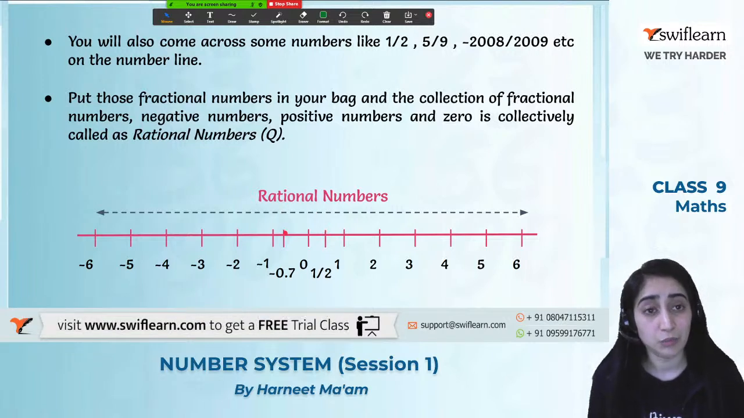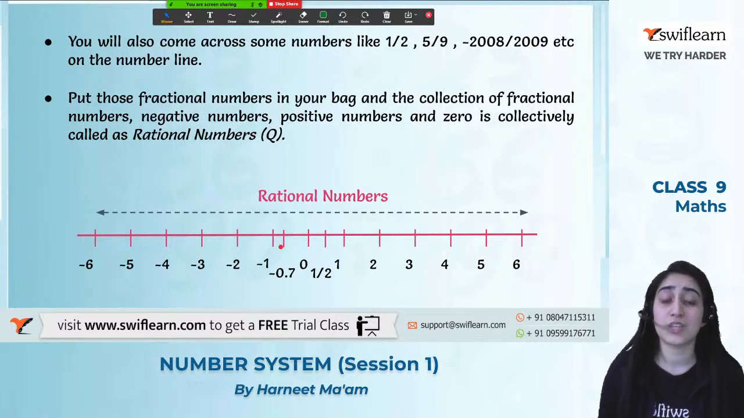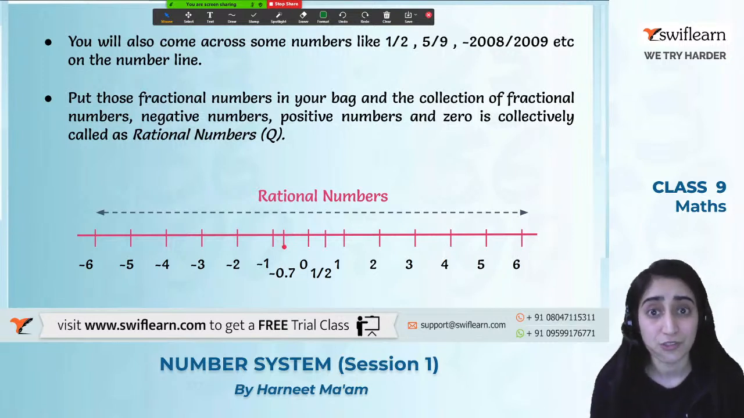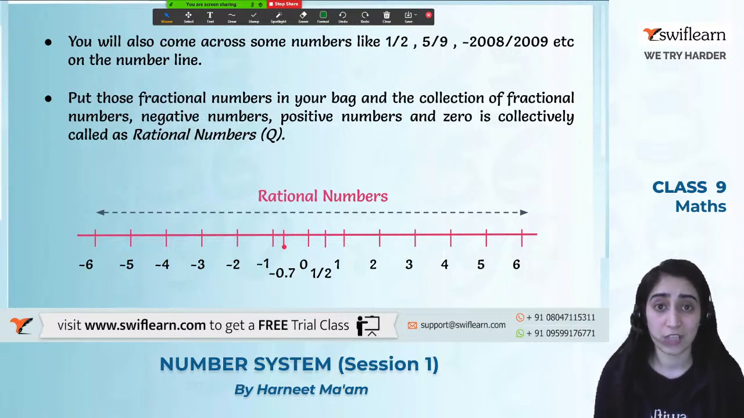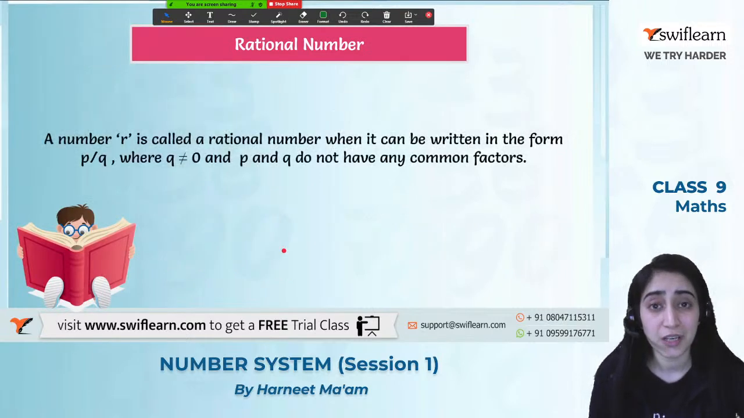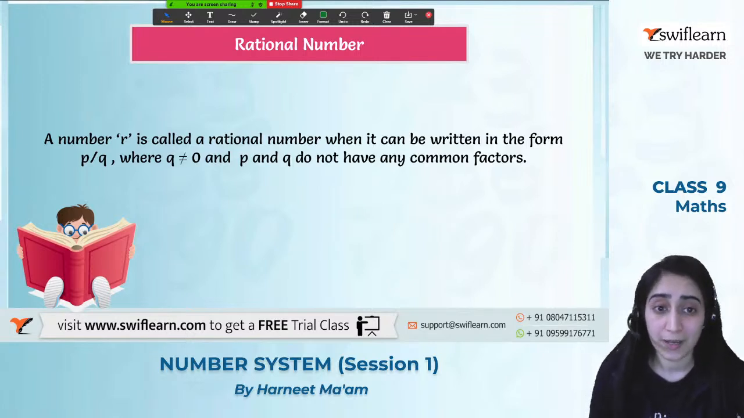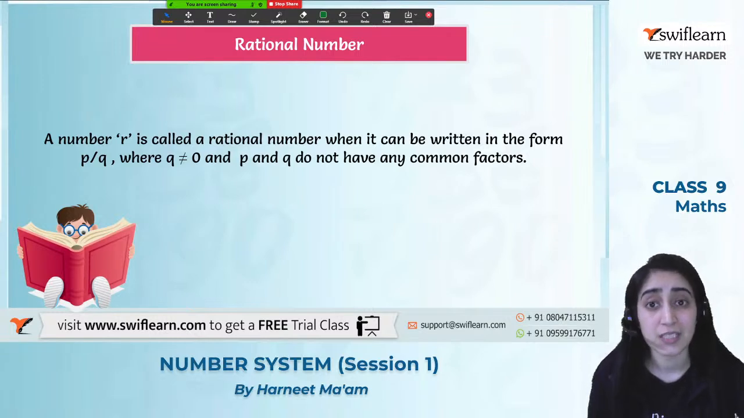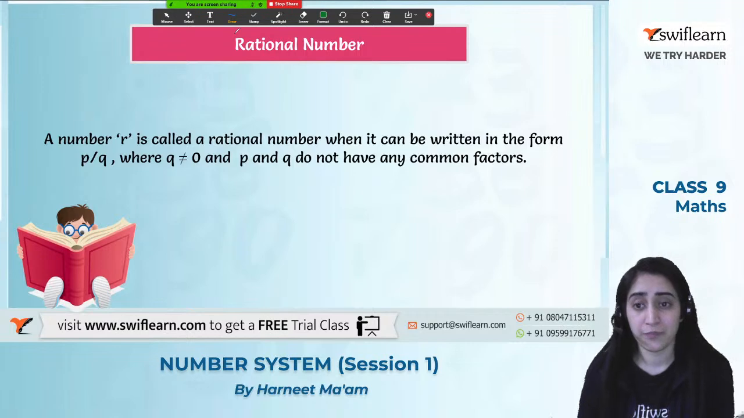Same goes with negative ones. So the numbers which I can write in the form of a fraction are known as rational numbers. I'll repeat myself, saying what are rational numbers. A number r is called a rational number when it can be written in the form of a fraction, that is P by Q. P by Q means it's in the form of a fraction. Okay, so P by Q is a fraction.